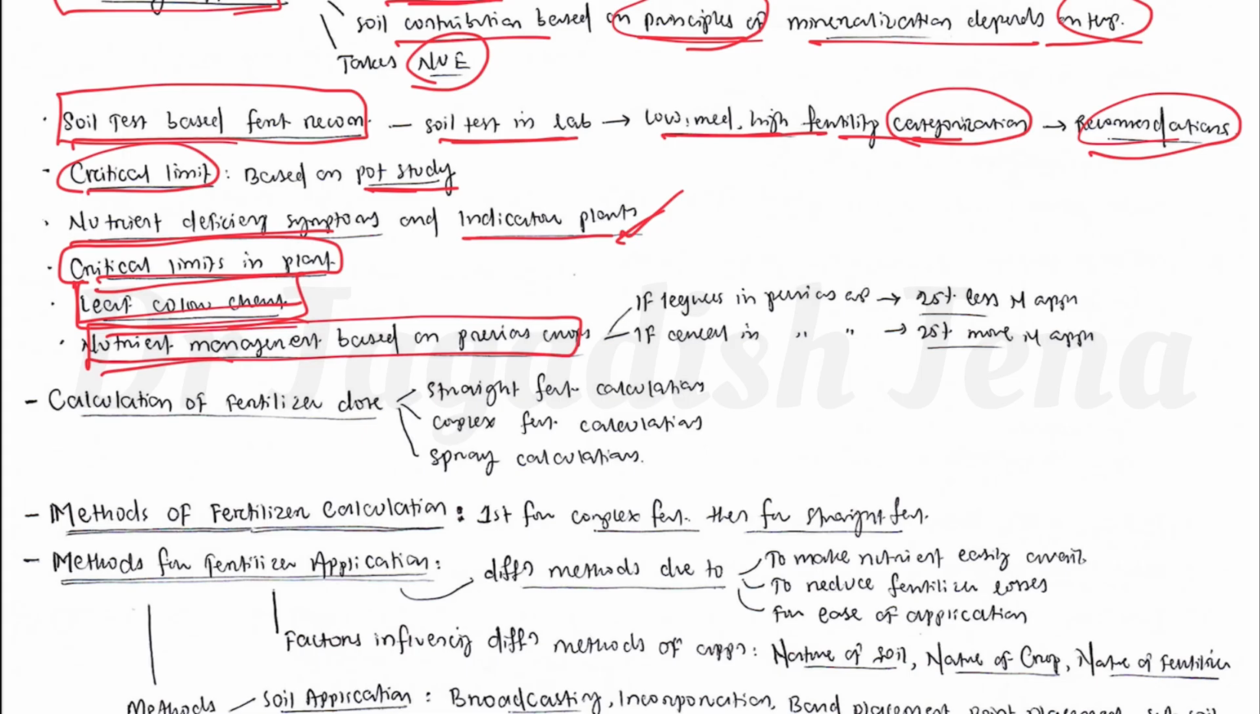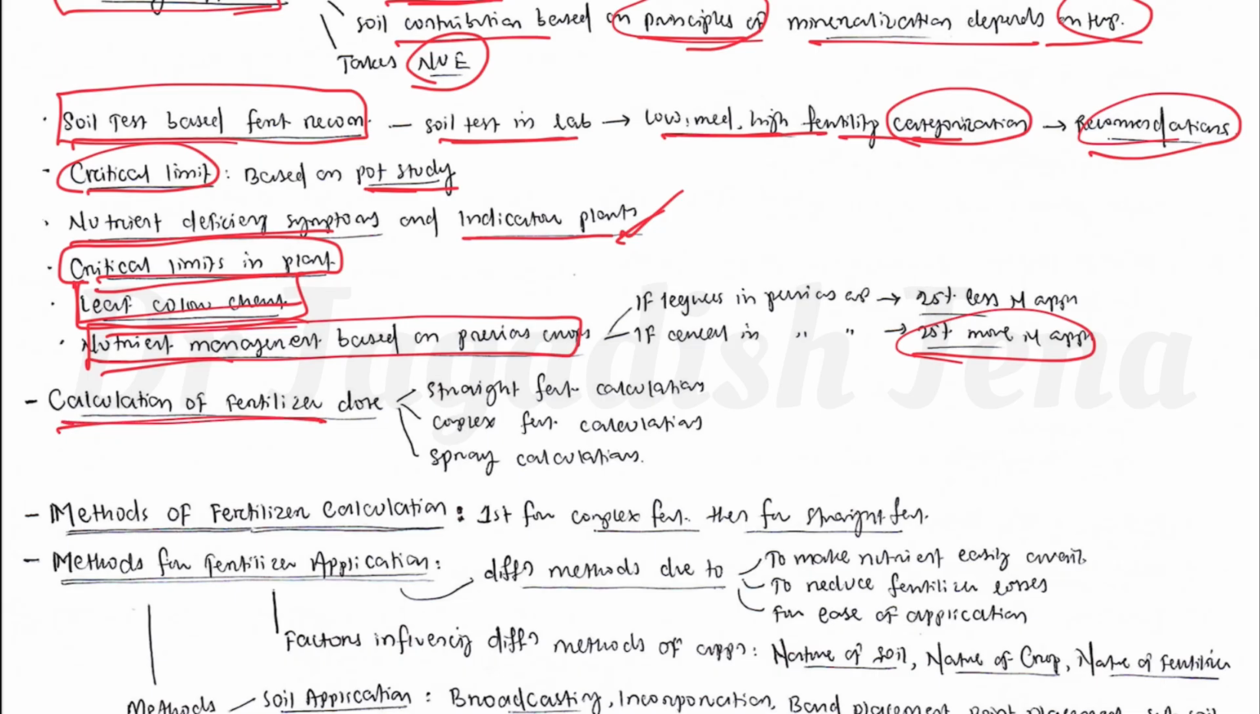So if we are applying phosphorus more in the previous crop, and we know that we are growing a leguminous crop as the next crop, then we can add 25% extra phosphorus in that case. Then, calculation of fertilizer dose.